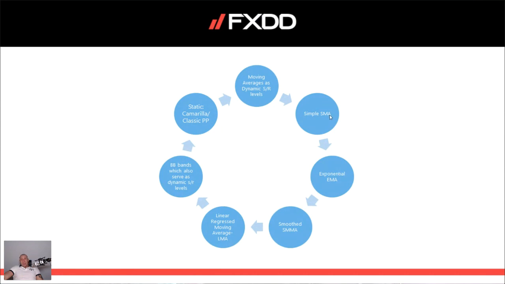So we have different tools. I prefer exponential EMAs over SMAs because they are smoother. But we also have smoothed SMAs, linear regression moving average or LMA, Bollinger Bands, and we also have static tools, for example, Camarilla pivot points. All of this should be combined into a trading method that is effective, right? So you don't need to have all of them. A few of them is enough. One leading indicator, one lagging indicator, one pivot point or two pivot points, like ATR. ATR is the best for intraday trading, and that's it.